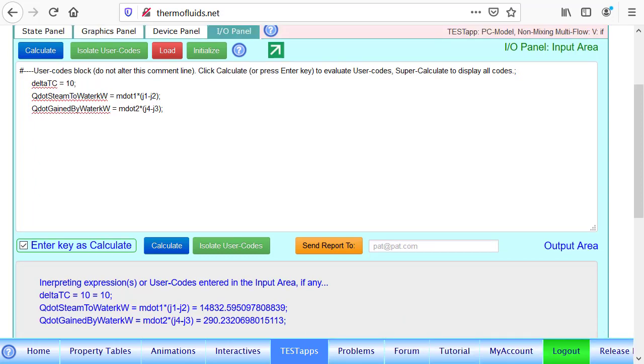Okay, so what's wrong? Why are these two values not equal? I must have made a mistake. So q dot steam to water, that's correct. M dot 1 J1 minus J2. Oh, here we go. Take a look. For heat gained by water, it's not M dot 2. It should be M dot 3 or M dot 4. I bet now the two numbers will be equal. If I click the calculate button, you can see exactly they're equal.